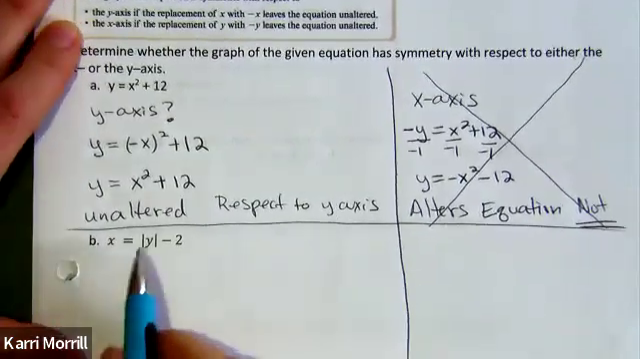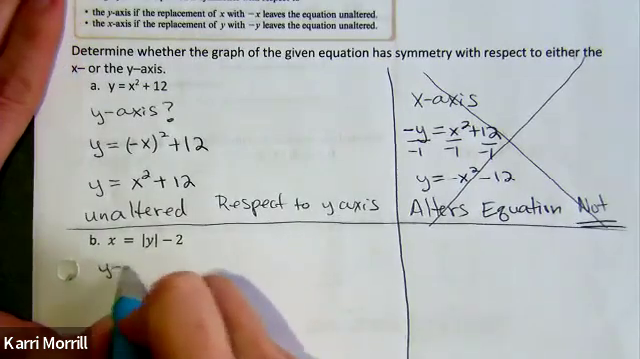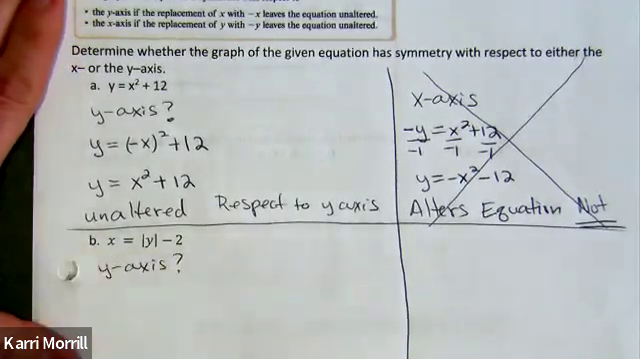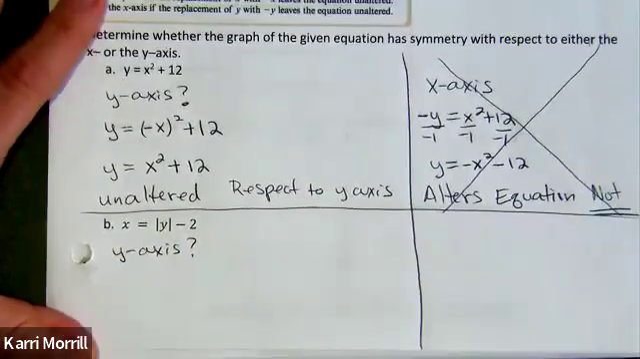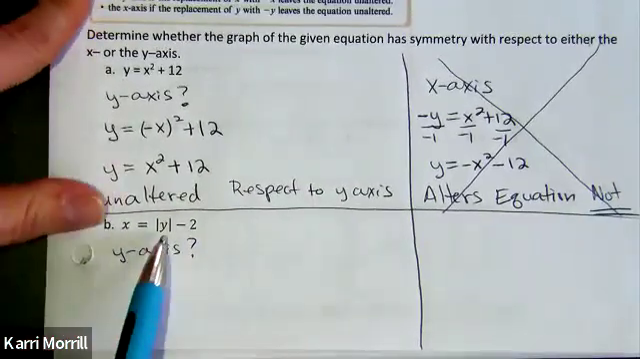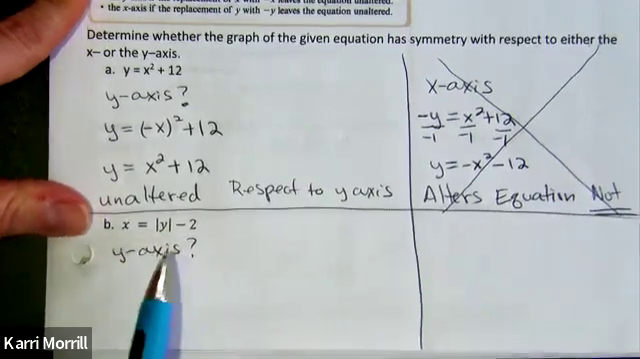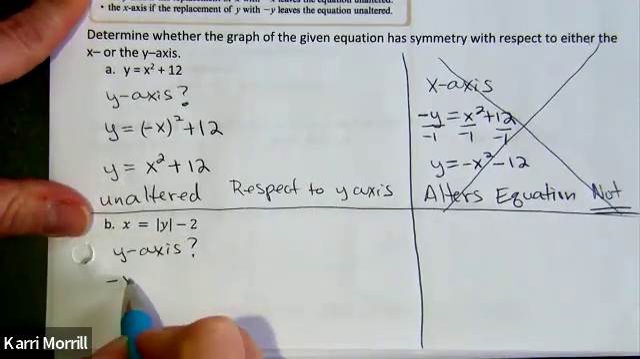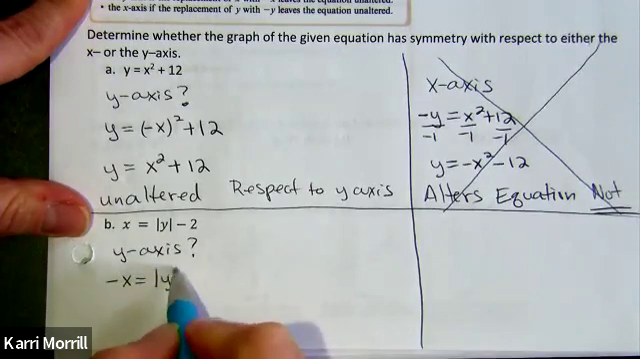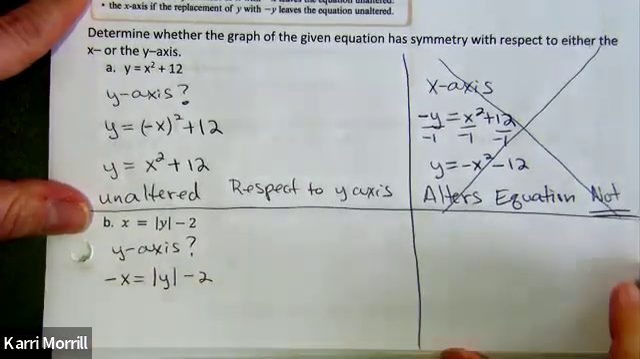So let's do it with letter B. So if I'm checking to see if it's symmetric to the y-axis, I like to write that so you can see clearly that that means I'm keeping the y the same, and I'm changing my x. So this would be like saying negative x equals the absolute value of y minus 2.